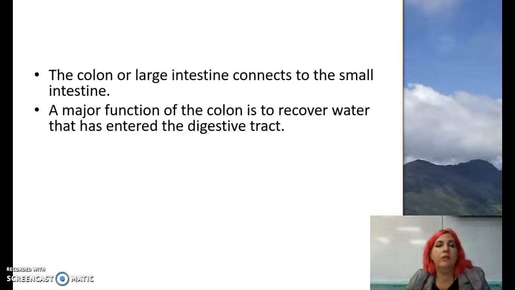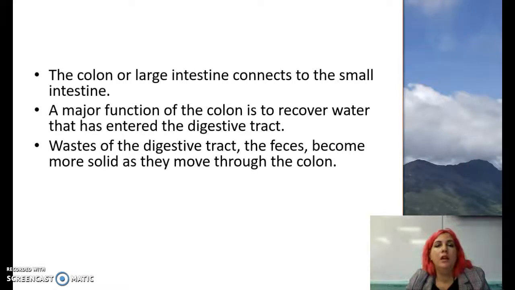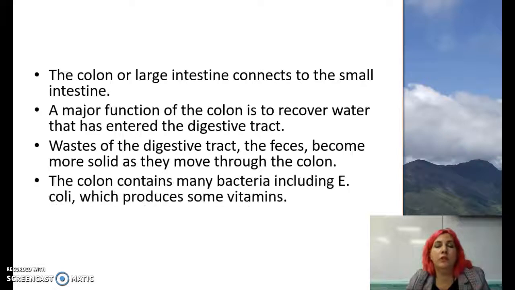The colon, or large intestine, connects to the small intestine. The major function of the colon is to recover water that has entered the digestive tract. Think about all of the enzymes and other digestive juices that have entered the gastrointestinal tract at this point. If we were to let them go, we would be losing large amounts of water every time we eat. Instead, the colon recovers the water that has entered by reabsorbing that water back in. Waste of the digestive tract, the feces, become more solid as they move through the large intestine.